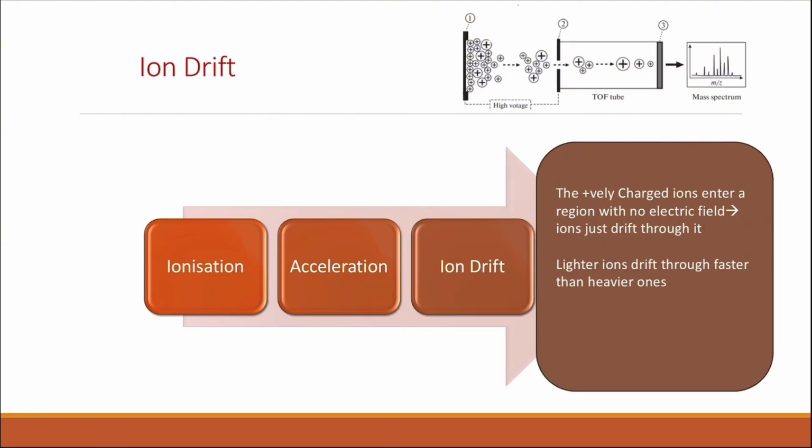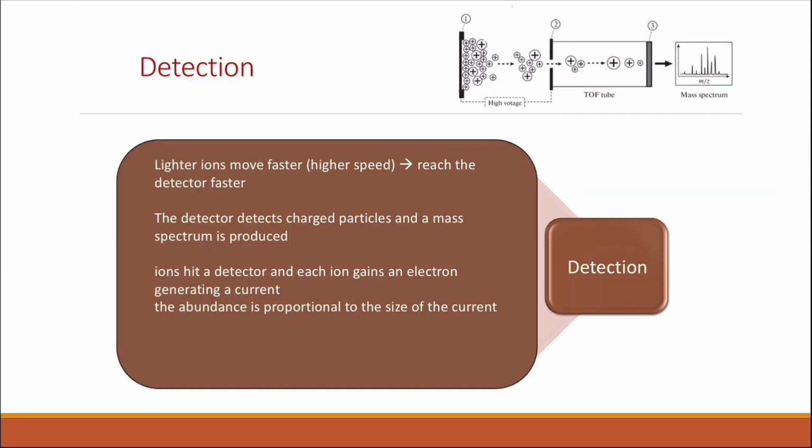They don't usually ask about that in the exam. The ion drift, as I mentioned before, is because they all have the same kinetic energy. The one with the lower mass will reach the detector first. And then the detection, what you need to know about the detection.